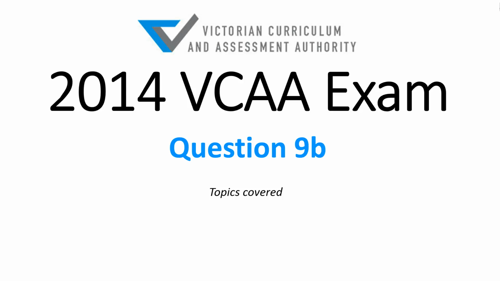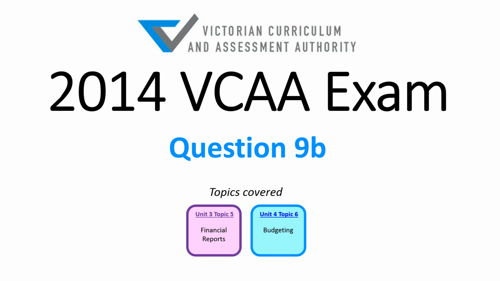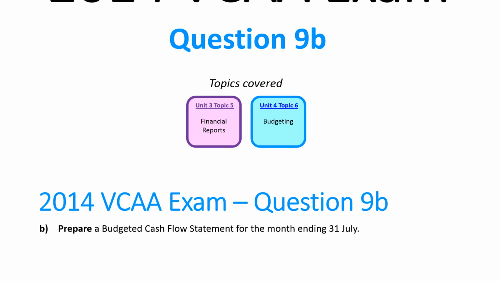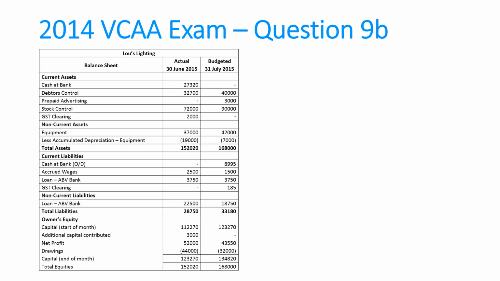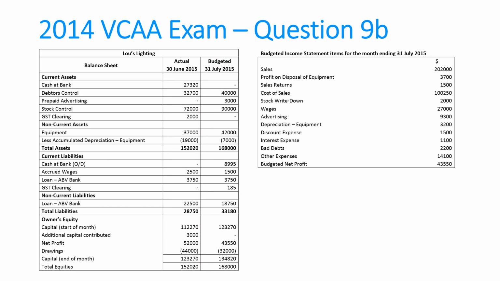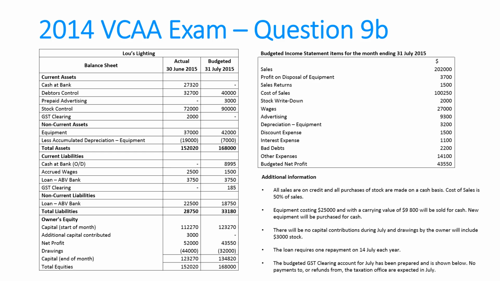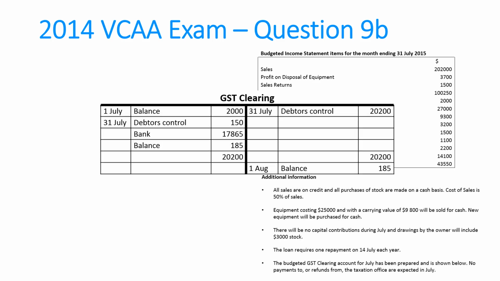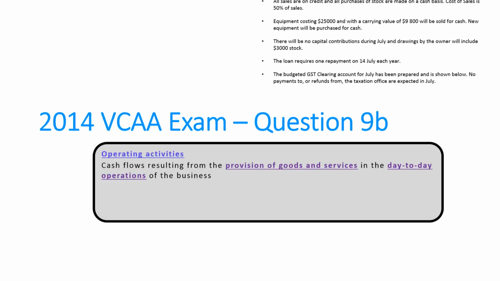Following on from 9A, in 9B you actually had to do a budget of a cash flow statement, and that covered the topics of financial reports as well as budgeting. So what you were given was the old balance sheet at the 30th of June, which is the actual results here. And you're also given some budgeted or expected figures here. You were also given the budgeted income statement, some additional info, and lastly, you're also given a GST clearing ledger.